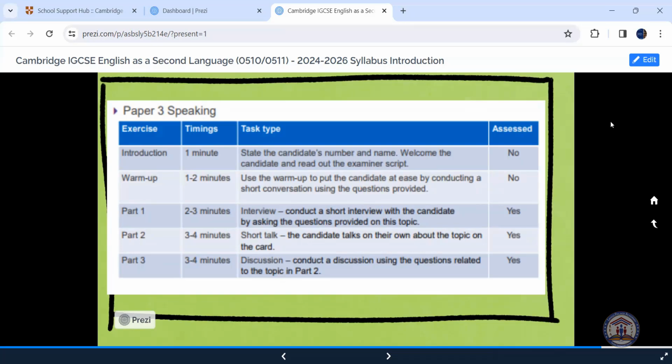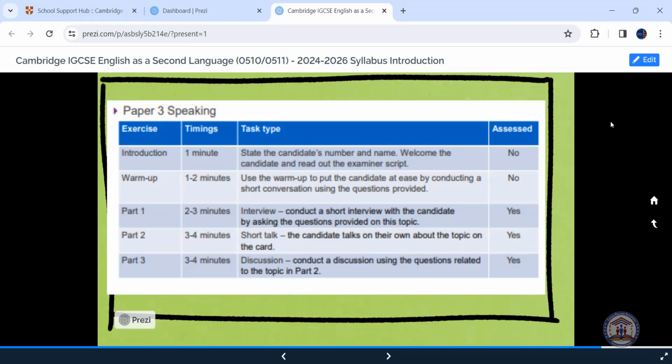Okay? So, how many exercises? Actually, there are 5, but 3 only counted. The first one is a kind of introduction in which the examiner states the candidate's number and name and welcomes the candidate and reads the script. The warm-up questions are a chance for both of them to get used to each other's voices. But this is not a test part. Then comes part 1, 2, and 3, the assessed parts.